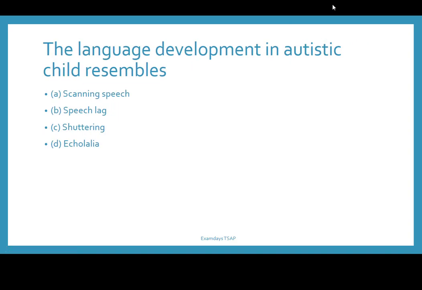So next question. The language development in an autistic child resembles what? So the options are A, scanning speech. Option B, speech lag. Option C, stuttering. Option D, echolalia. The correct answer is going to be echolalia. Echolalia is the language development that autistic children resemble.